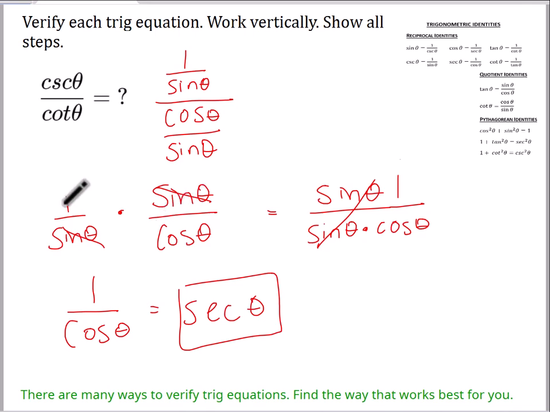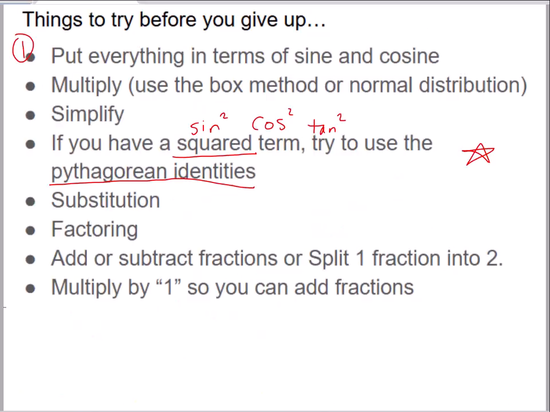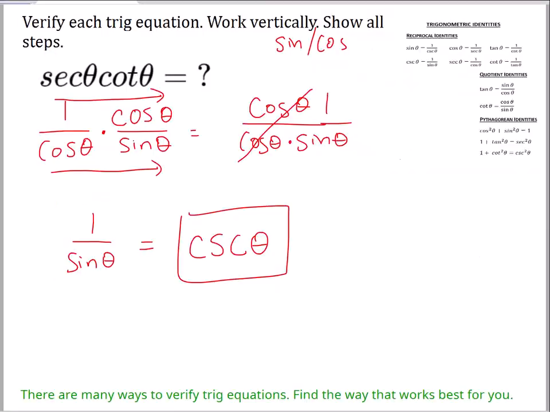multiplying, simplifying. And so if you go back to this list that we saw a few minutes ago, we're doing a lot of these things. We're putting everything in terms of sine and cosine, we're multiplying, we're simplifying, and substituting. All of these things we're doing in these problems.